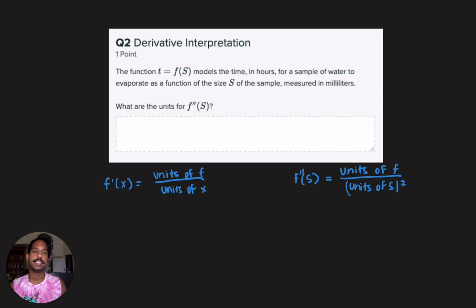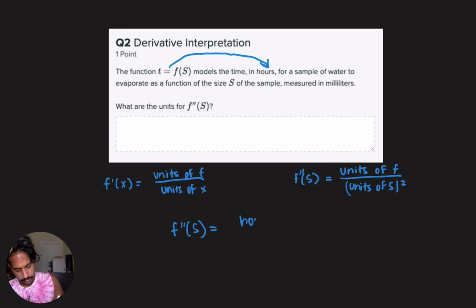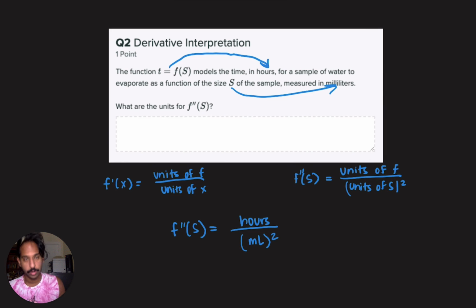And so we want to find what are the units of f and what are the units of s. Here we can see the units of f are t, which is time in hours. So f double prime of s is going to be hours per units of s, which we see here is milliliters squared. And so in the end, our units are hours per milliliter squared, or we could have written this as hours per milliliter per milliliter.